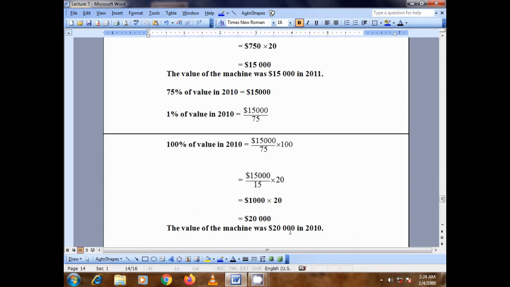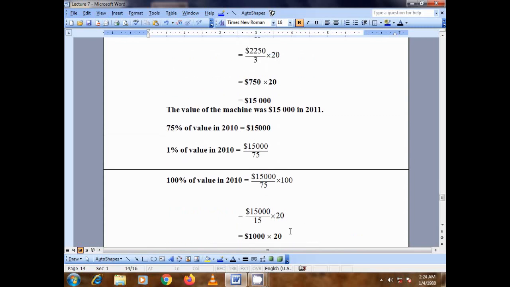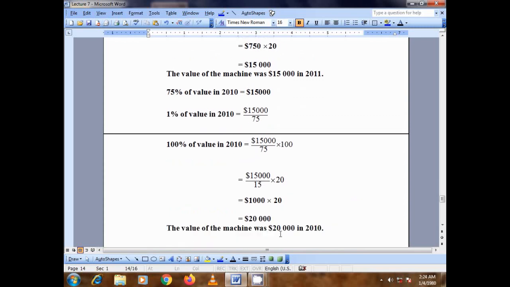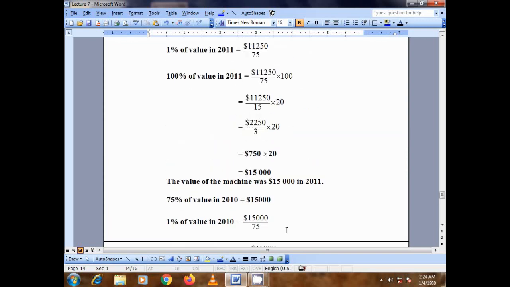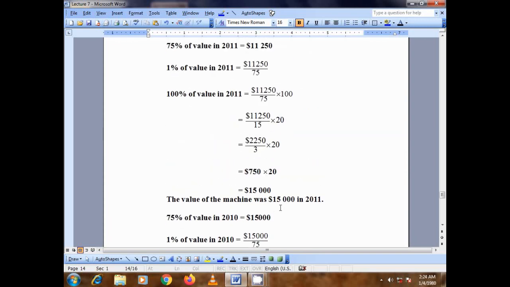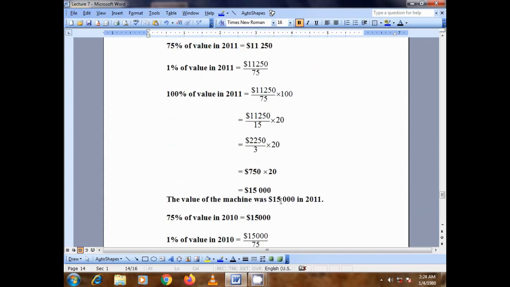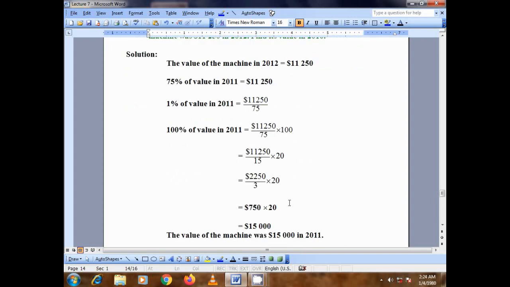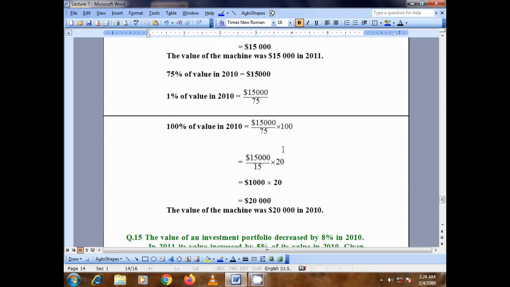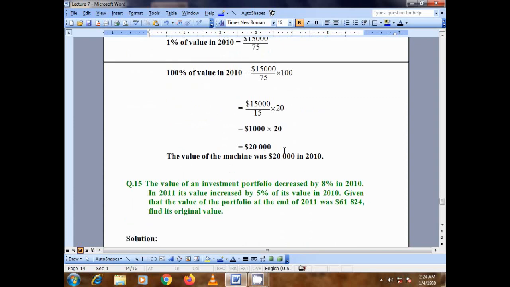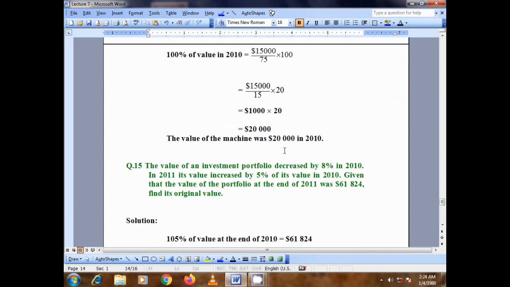2010. So it means that the initial value of the machine in 2010 was $20,000, and in 2011 the value decreases 25%, and $20,000 changed to $15,000. And then in 2012 this value further decreases by 25% and becomes $11,250 in 2012.